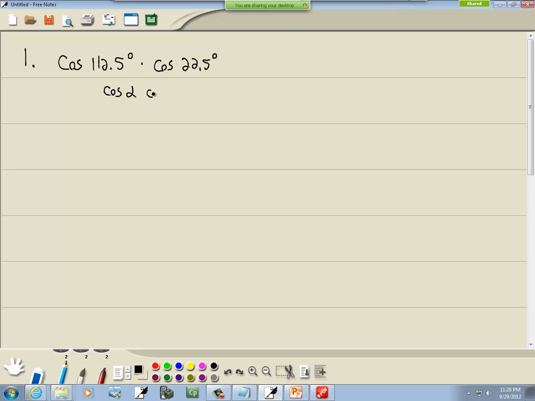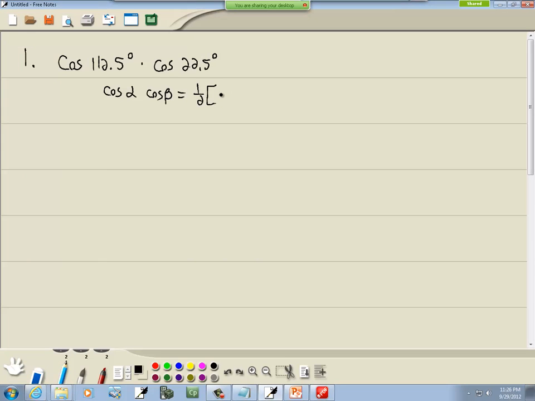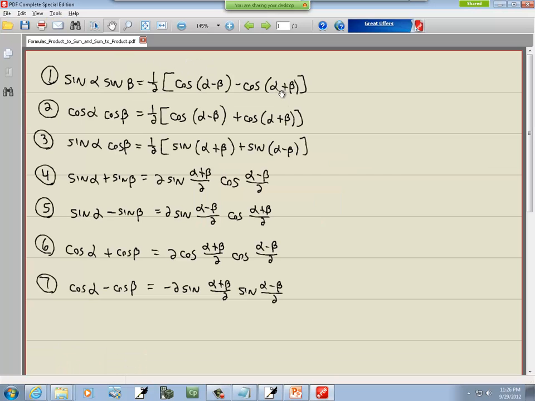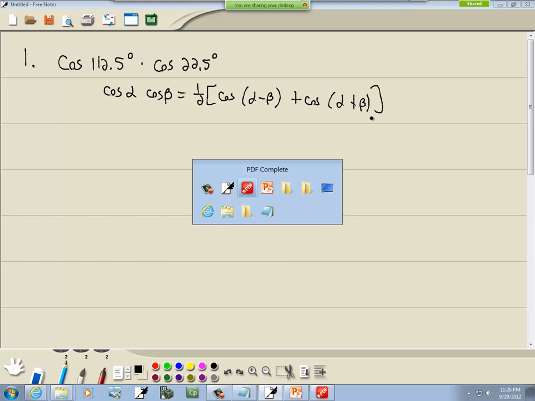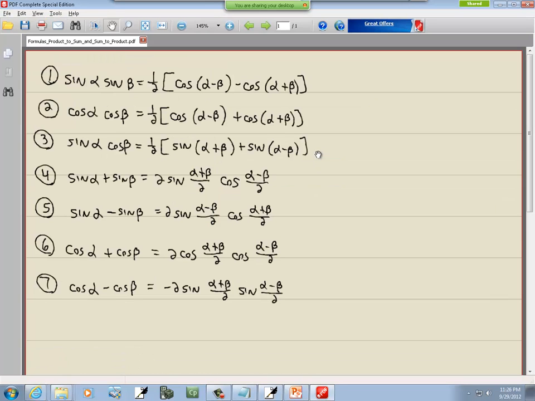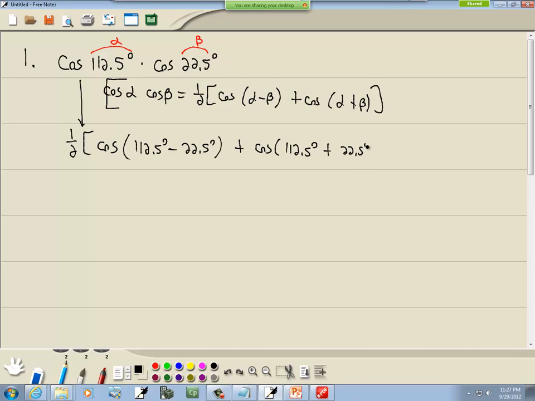So our formula says cosine alpha times cosine beta is equal to 1/2 times cosine of alpha minus beta plus cosine of alpha plus beta. Since my eyes cross, I'm going to look at this a few times to make sure I got everything correct. That looks right. Okay, so here's our formula. This will be our alpha, and this would be our beta. So just plugging them into our formula, this becomes 1/2 times cosine of alpha, which is 112.5 degrees, minus beta, which is 22.5 degrees, and then plus cosine of alpha, 112.5 degrees, plus beta, 22.5 degrees.